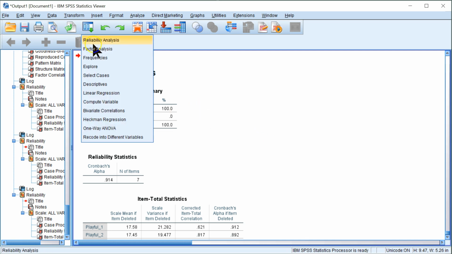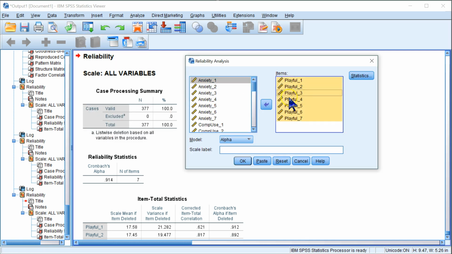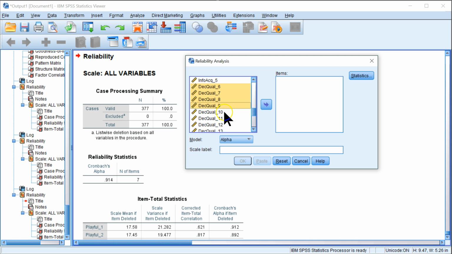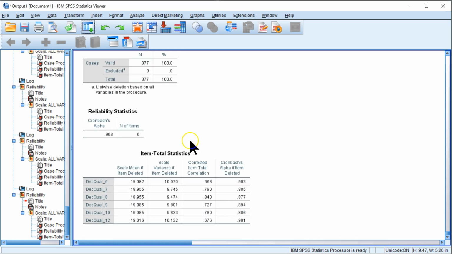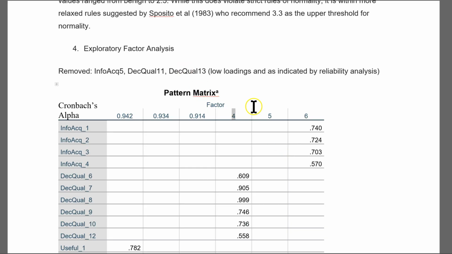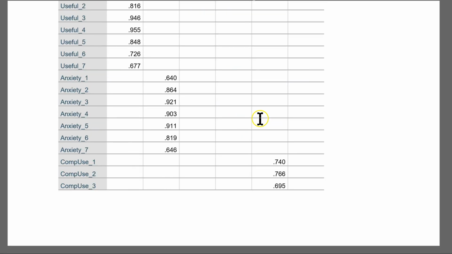So don't do it for everything, just do it for the ones that are still there. 6, 7, 8, 9, 10, and 12 on decision quality, not 11 or 13. And it's 0.908, very nice. 0.908. And then we have comp use.